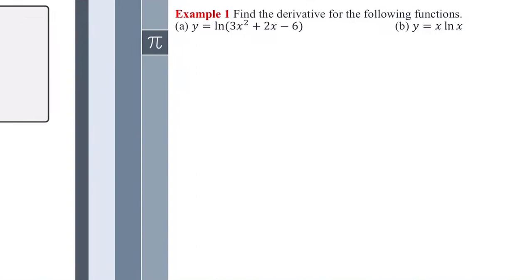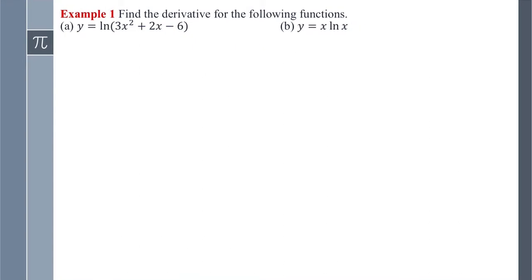Now let's look at some examples. The first example: if we have natural log of f of x, we are finding the derivative with respect to x, so that is f prime of x over f of x. Or we can also say it is 1 over f of x times f prime of x, however we call it. So now let's go ahead and differentiate this one.